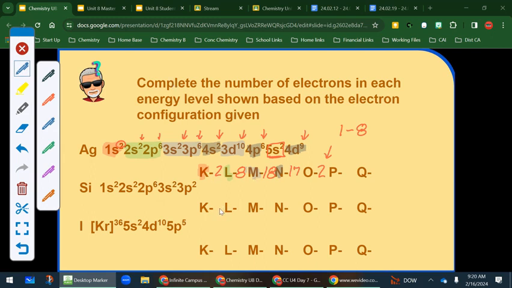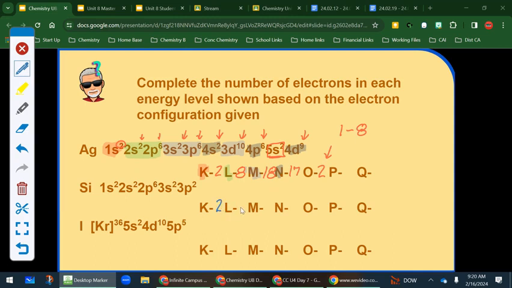Ariana, how many in the K? Sorry. 2. How many in the L? And how many in the M? 4. Good. Here are the 2 that are in the first. There are the 8 that are in the second. These 4 are left over to go into the third. Questions?